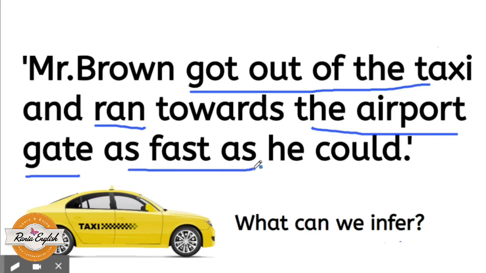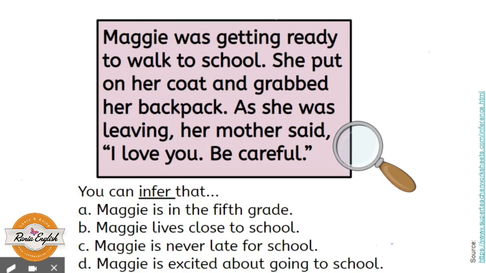Now, what can we infer? We can infer that he wants to, of course, if he's at the airport gate, he wants to travel abroad and probably he's late for his flight. So, that information we infer from the text and it's not written there explicitly. This is called inference. Here we have a short paragraph and we have an inference question. Let's pay attention.